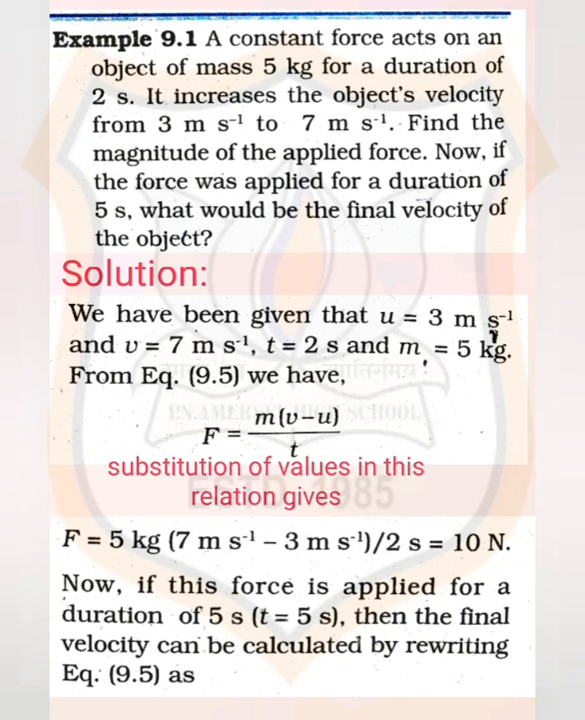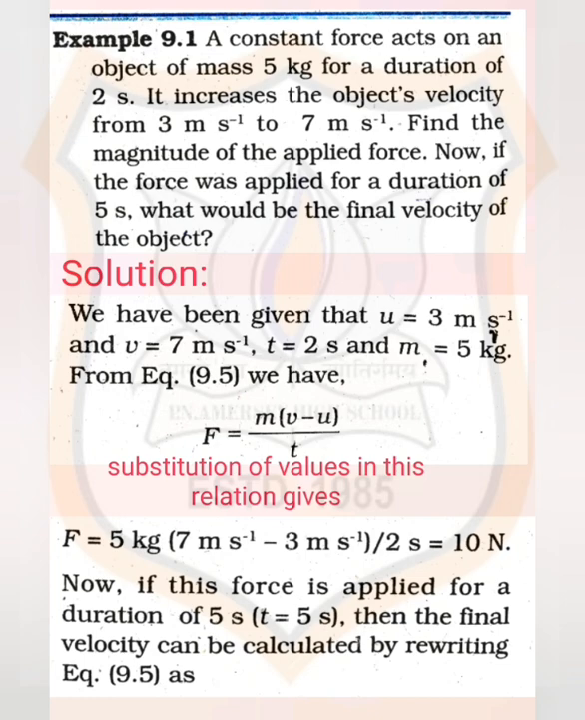So start with example number 9.1. A constant force acts on an object of mass 5 kg for a time duration of 2 seconds. It increases the object's velocity from 3 meter per second to 7 meter per second. Find the magnitude of the applied force. Now, if the force was applied for a duration of 5 seconds, what would be the final velocity of the object? So let us start the solution.